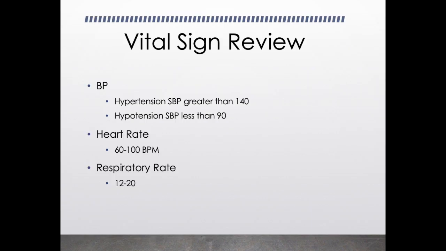So, vital signs review. Systolic blood pressure should be less than 140 or 120. Hypotension is less than 90. Typically, we have a heart rate range of 60 to 100. Less than 60 is bradycardic. Greater than 100 is tachycardic. Respiratory rate is 12 to 20. Less than 12 is bradypneic, and greater than 20 is tachypneic as well.